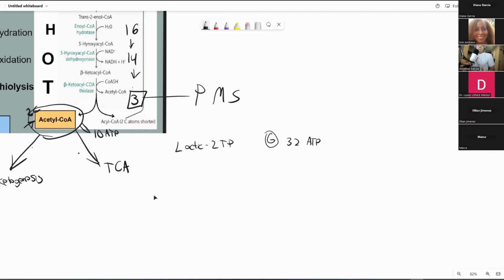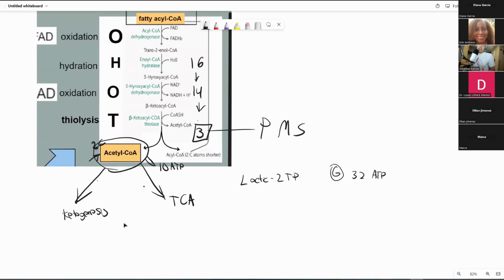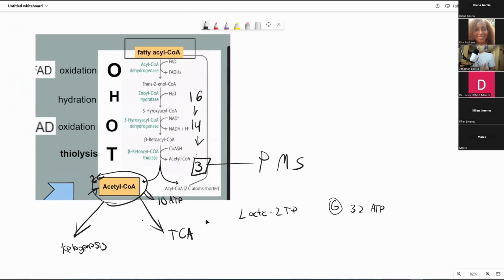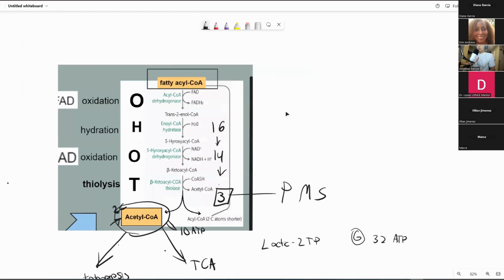Okay? So yeah, here we're looking at this. This can enter the TCA cycle or it can undergo ketogenesis. So yes, we understand that. That's good. Now, let's understand what happens in the sense of synthesis of fatty acid.